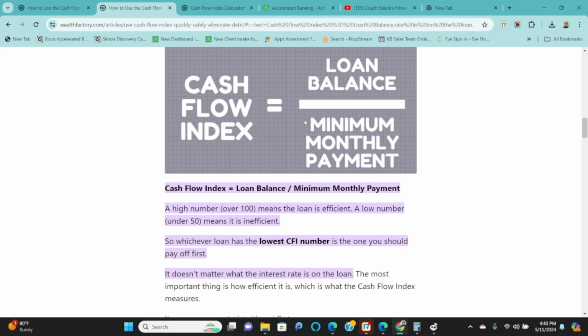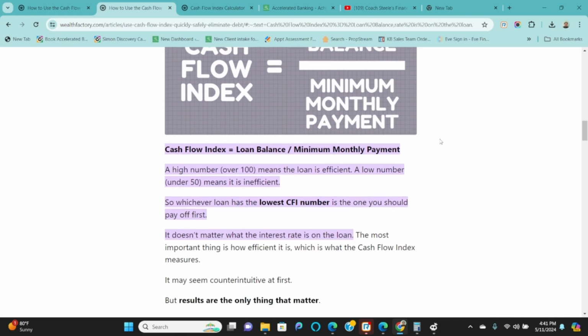So CFI equals the loan balance over the minimum monthly payment, not the extra payments that you want to add to debt, but the minimum payments of that debt that the financial institution requires of you. So when we use cash flow index to systematically get rid of debt, we take the loan balance and divide it by the minimum monthly payment. The highest number means the loan is most efficient. The low number means it is inefficient.